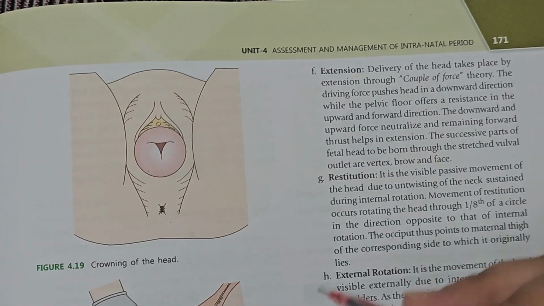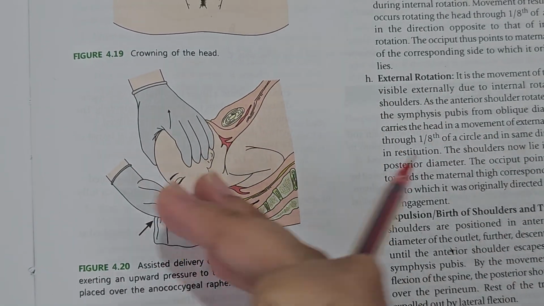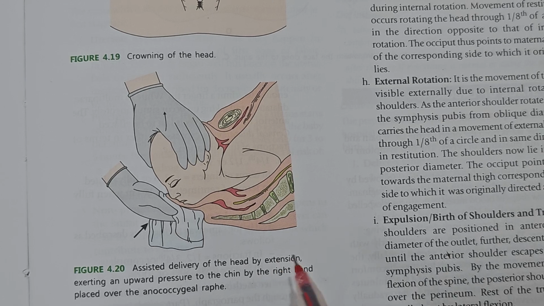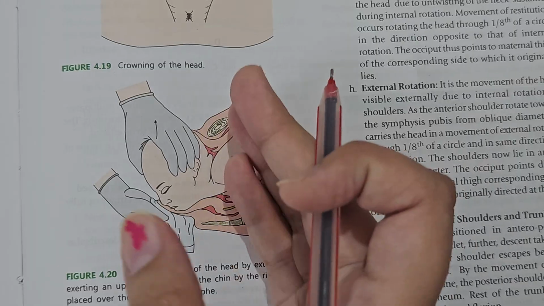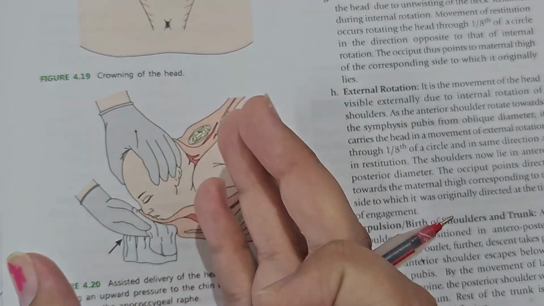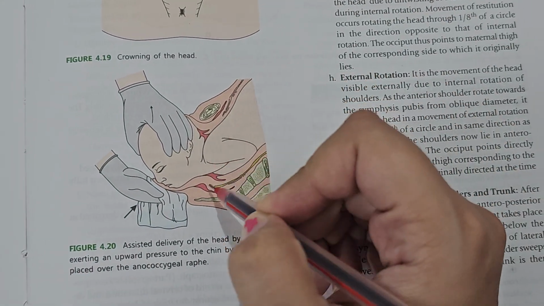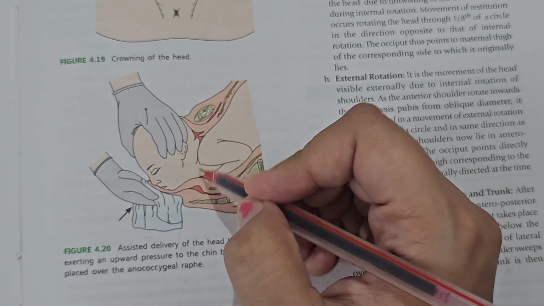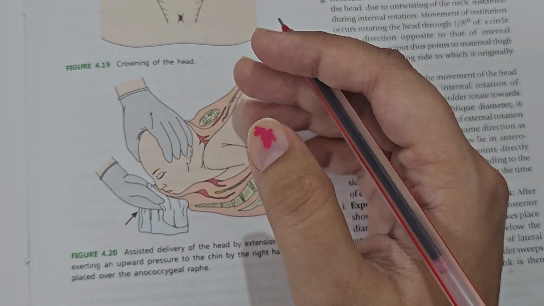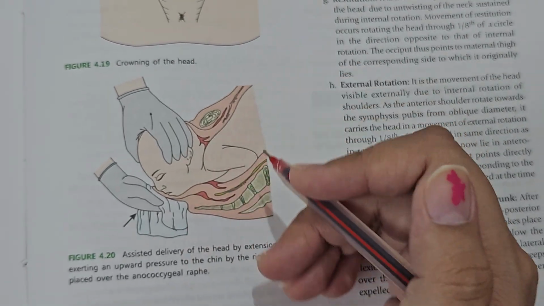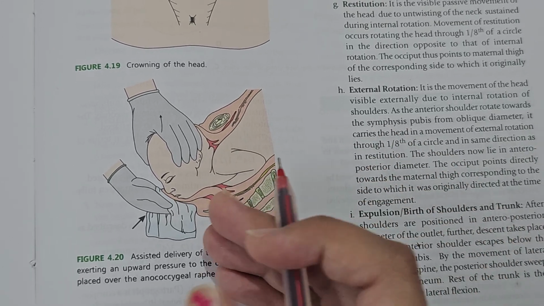Now what happens next? Extension. Now this head needs to be expelled out. Okay, assisted delivery of the head by extension, exerting an upward pressure. We need to pressure on the upward side, not the downward side. Why the upward side? Because we cannot push the head down like this. If we push the head down, then the neck, see, already the neck is between what? The birth canal, the vaginal canal. Okay, if we apply downward pressure, then what will happen? The neck will be injured.